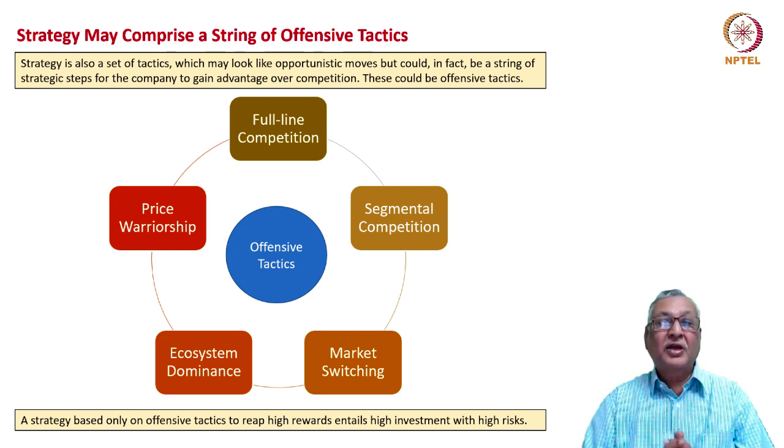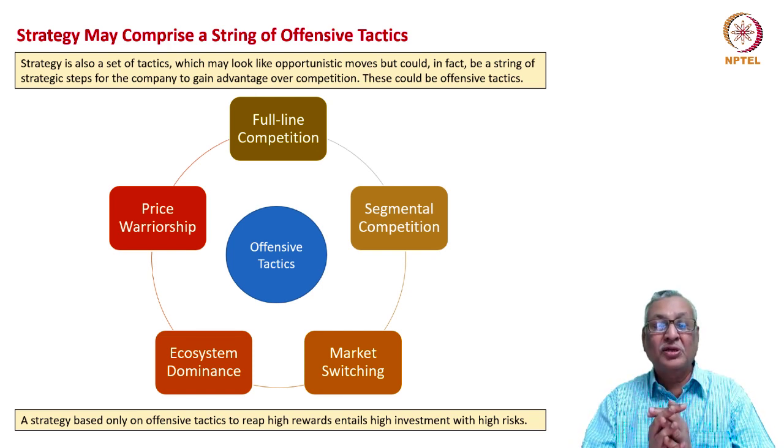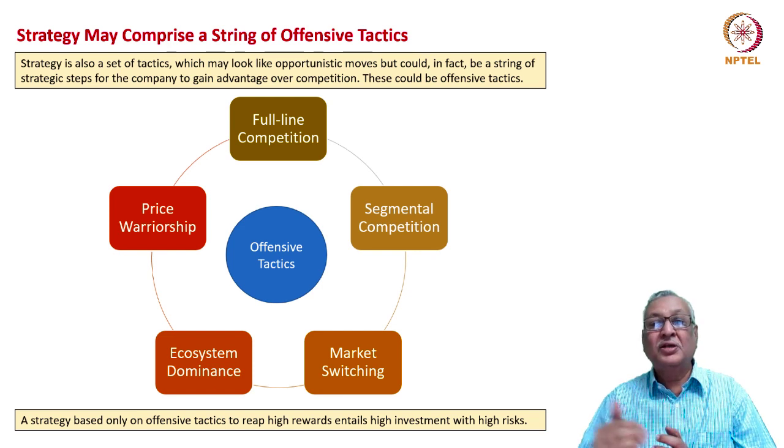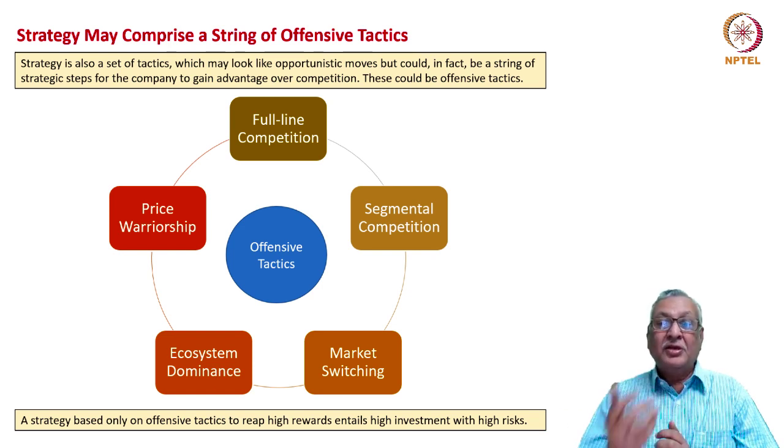That is, a set of tactics which look like tactics in terms of opportunism. That is, there suddenly a market opportunity develops and you go hammer and tongs to get that opportunity. This is the meaning of an offensive move. But actually it could be a string of strategic steps that are deployed by the company to gain advantage over competition. Full line competition, or what we call head-to-head competition.